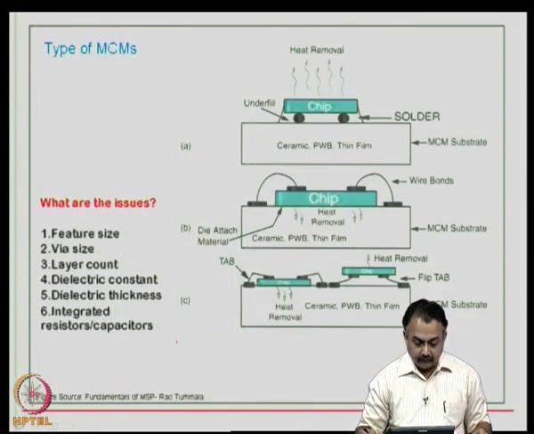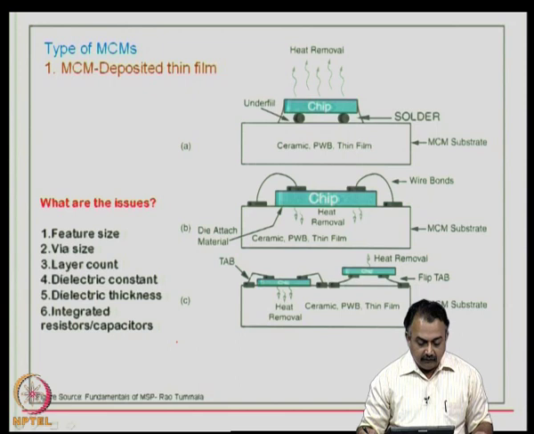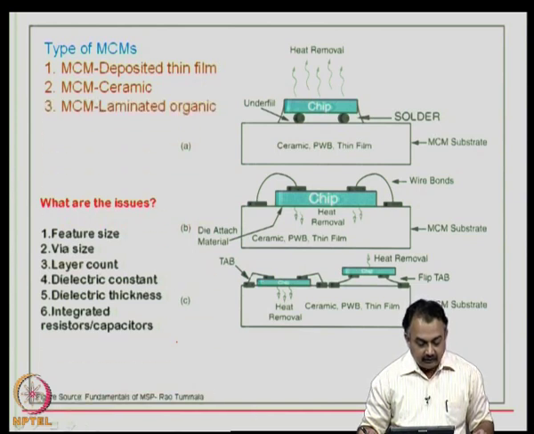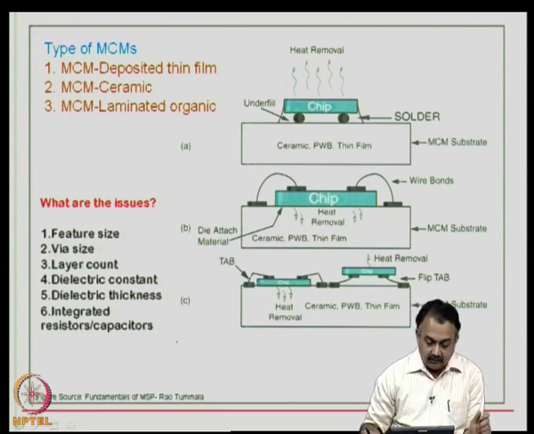Now, what are the types of multi-chip modules that we can look at? The first thing is known as MCMD. MCMD stands for deposited thin film structure. The second one is MCM ceramic, which means that the MCM is built on a ceramic substrate. The third one is known as MCML, also known as multi-chip module laminated organic substrate.